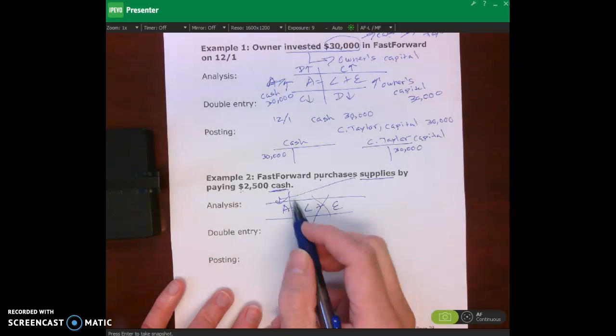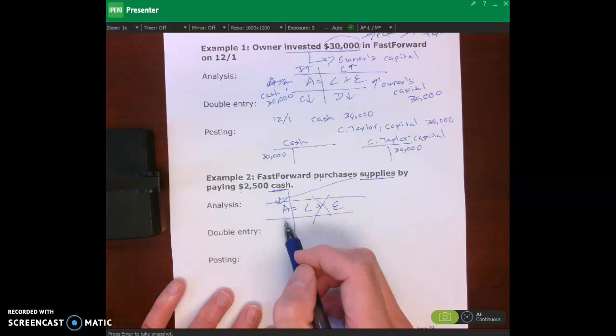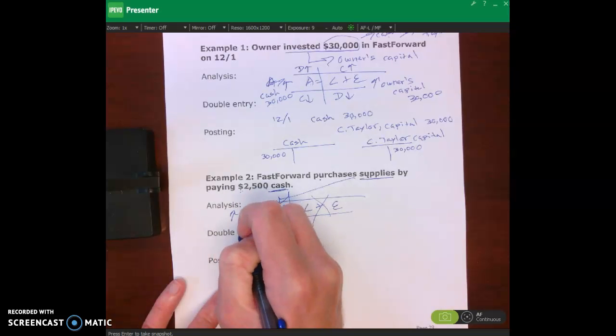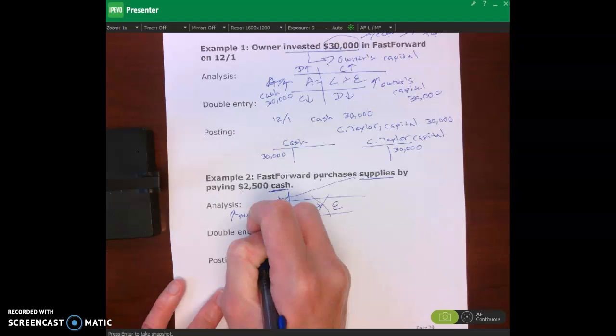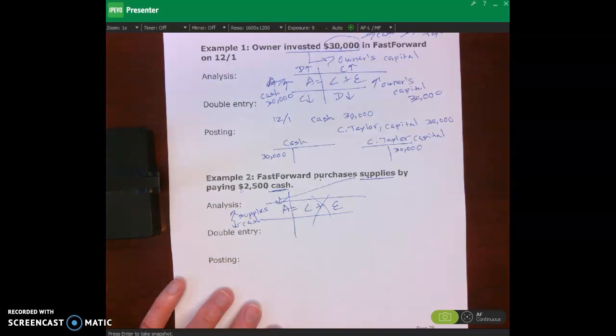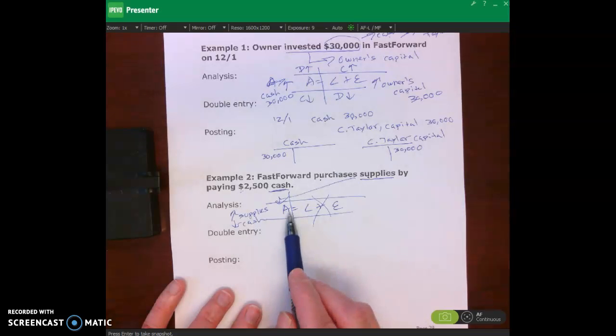If we remember, the way to increase an asset is with the debit. The way to decrease an asset is with the credit. So supplies is going up. Cash is going down. On the asset side, there's nothing going on the right side of the accounting equation at all. Okay. Now, we can do this in terms of debits and credits.